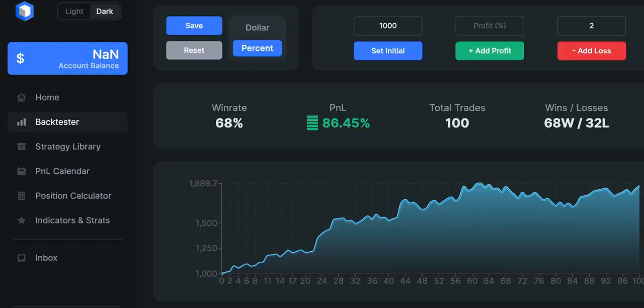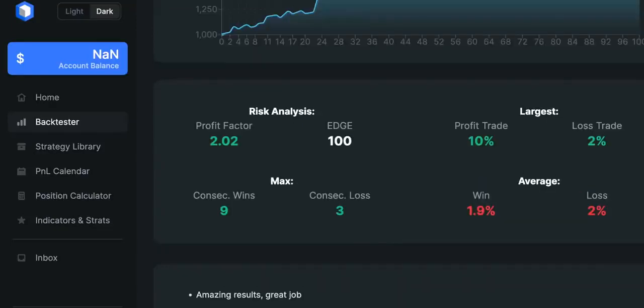If we take a look at our equity curve, we see this strategy is working really well when the market is trending. However, you should expect consolidations when the market starts moving sideways. We see our profit factor is 2.02 and we had 9 consecutive wins against 3 consecutive losses.